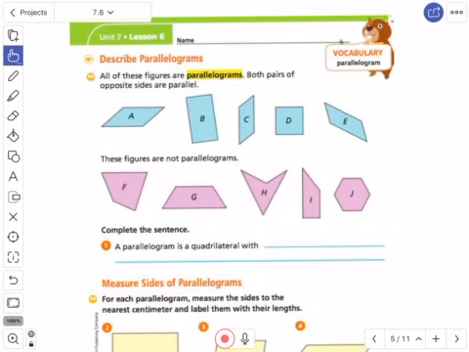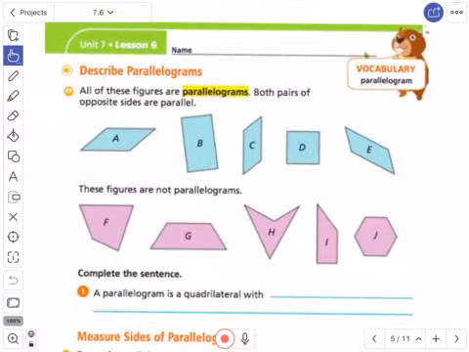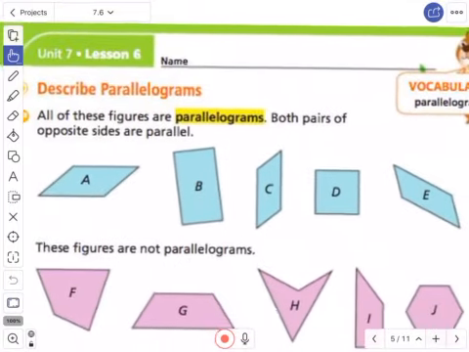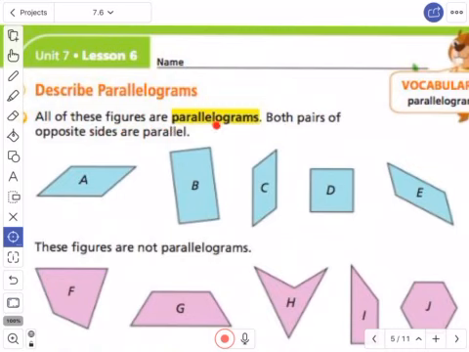To me that'd be kind of a nice way to do it, but that's just my opinion. You work whatever is going to work best for you. But the first part we're going to be talking about today are parallelograms.